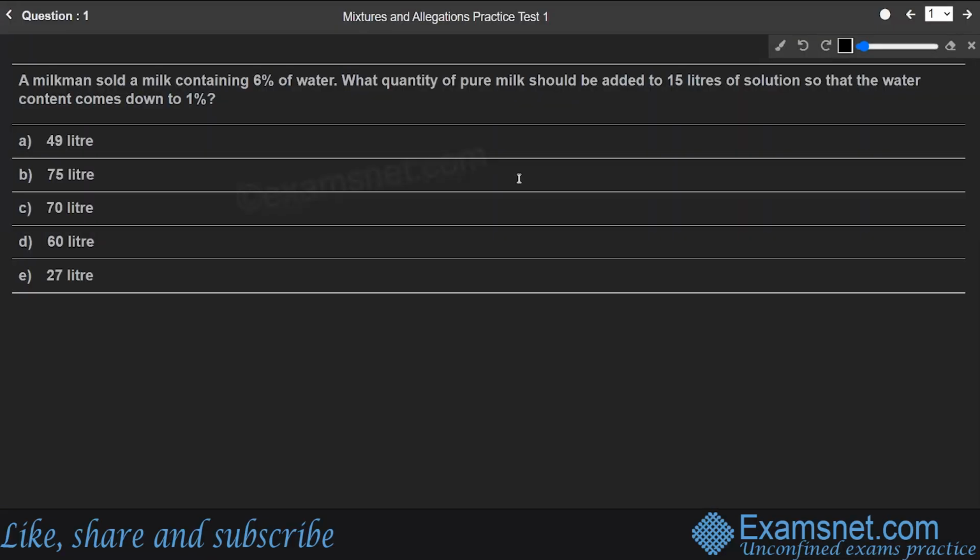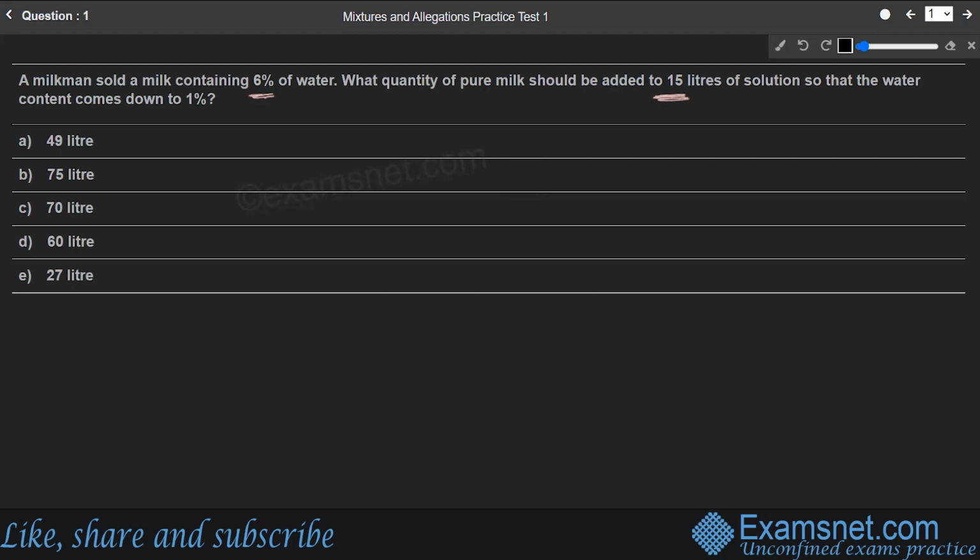Okay, so the first question says, a milkman sold a milk containing 6% of water. What quantity of pure milk should be added to rupees 15 per liter of solution so that the water content comes down to 1%? So there are milk and water in the particular solution over there. So for that we need to see a method.